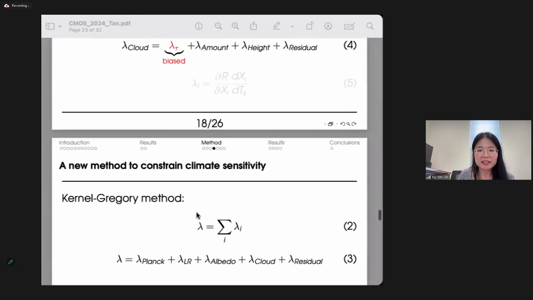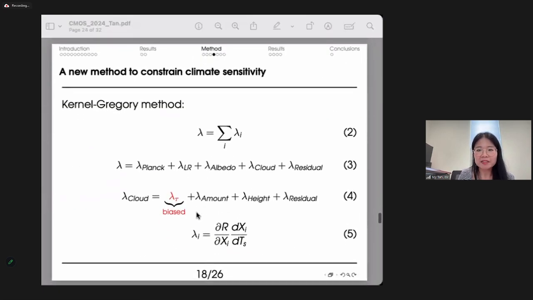Just as a side note, typically we use what's known as the radiative kernel method to calculate these feedbacks, and this assumes a first order Taylor series expansion. But we know in reality that feedbacks, especially under large climate perturbations, are rarely linear. So the error associated with that assumption of linearity of the feedbacks is captured by the residual terms here in equations 3 and 4.